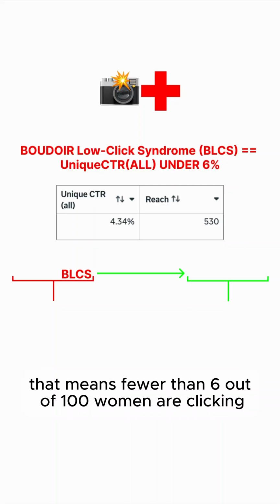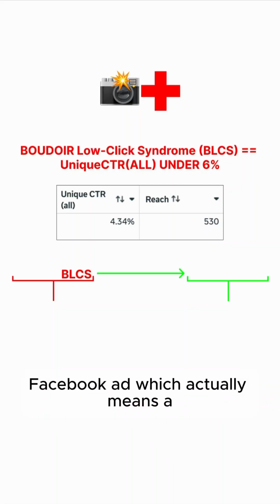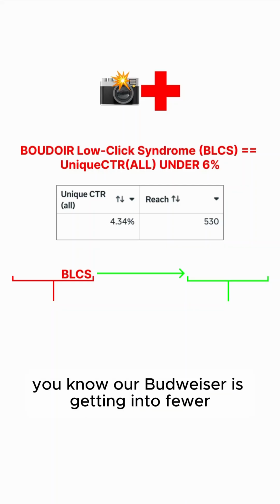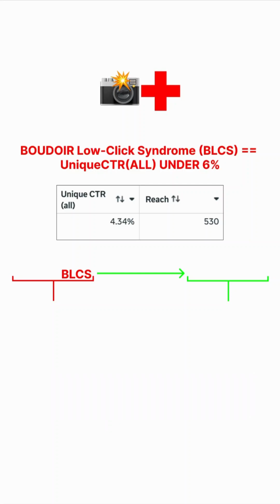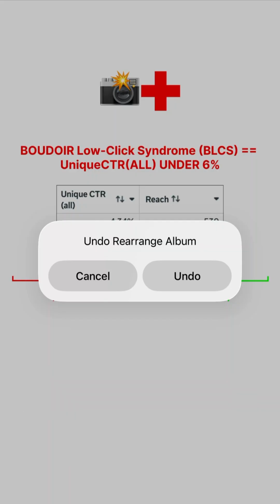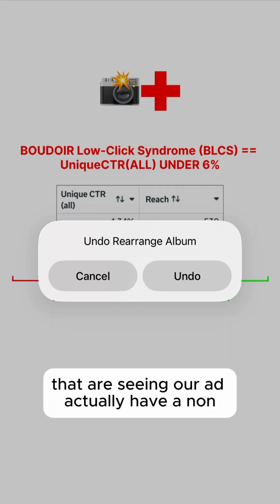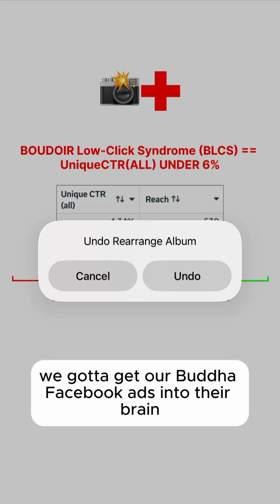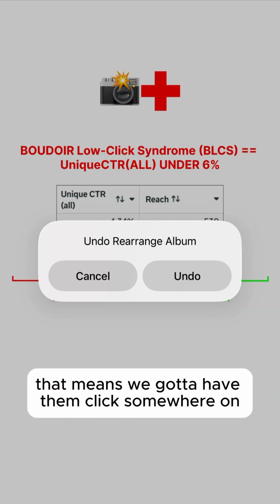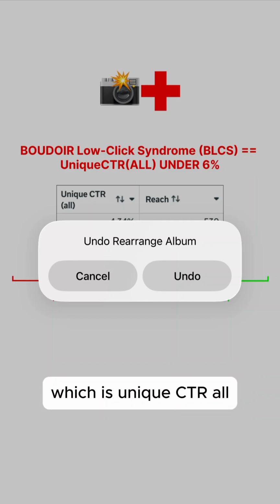That means fewer than 6 out of 100 women are clicking somewhere on our Boudoir Facebook ad, which actually means our Boudoir Facebook ad is getting into fewer than 6 out of 100 women's brains. And that means fewer than 6 out of 100 women that are seeing our ad actually have a non-zero chance of buying from us. So we gotta get our Boudoir Facebook ads into their brain because that's the only chance they'll buy from us. That means we gotta have them click somewhere on it instead of simply scrolling on by, which is unique CTR all.